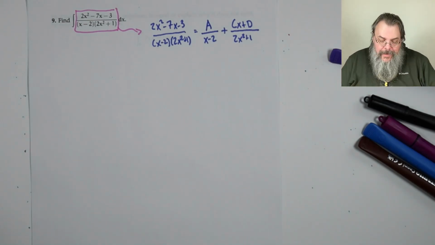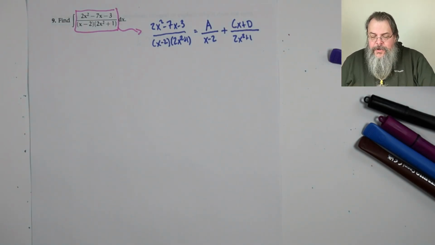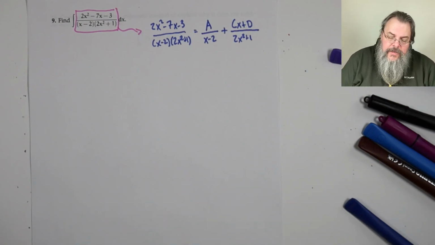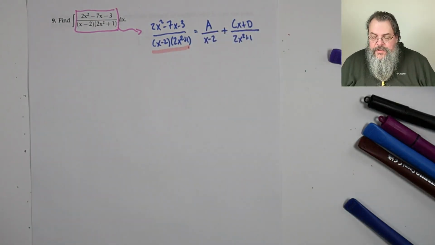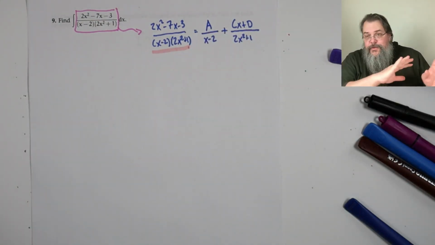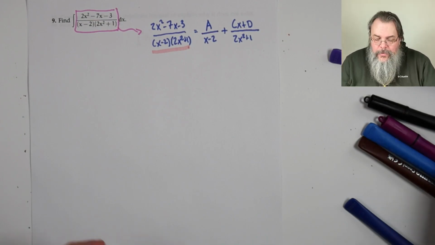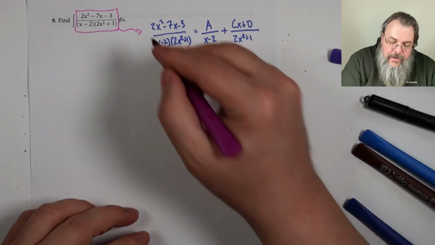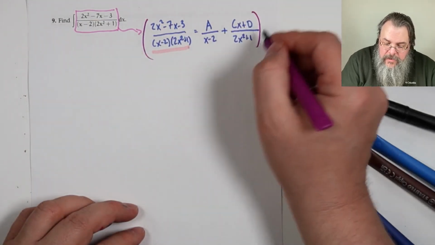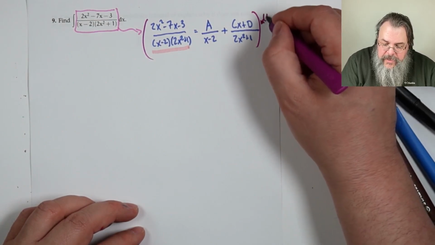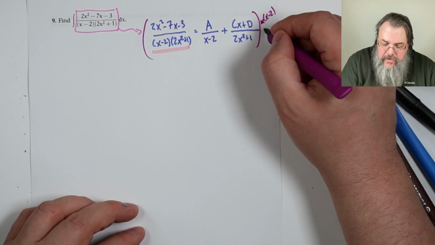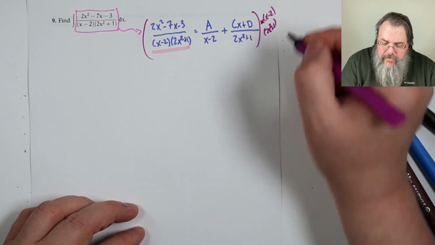Clear your denominator. Now remember, when you're clearing your denominator, use this to multiply. In other words, what was your original denominator? You're multiplying it through by everything. So when we clear our denominator, we're multiplying by x minus 2 and 2x squared plus 1. Sorry, I ran out of space there.